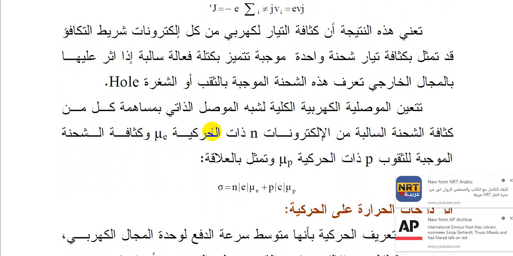The total electrical conductivity can be assigned for any self-semiconductor by the contribution of each of the negative charge density of electrons N with the mobility mu E, as well as the charge density of the holes or gaps P of mobility mu P, represented by the relationship. وتمثل بالعلاقة، يعني تتعين الموصلية الكهربية الكلية لشبه الموصل الذاتي بمساهمة كل من كثافة الشحنة السالبة من الإلكترونات N of mobility mu E يعني حركية الإلكترونات، وكثافة الشحنة الموجبة of holes P of mobility mu P، يعني حركية الثقوب.